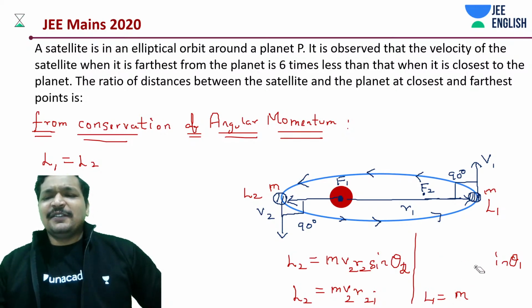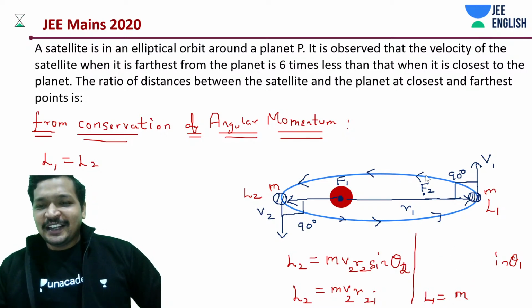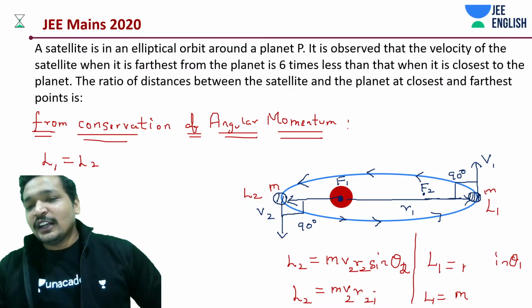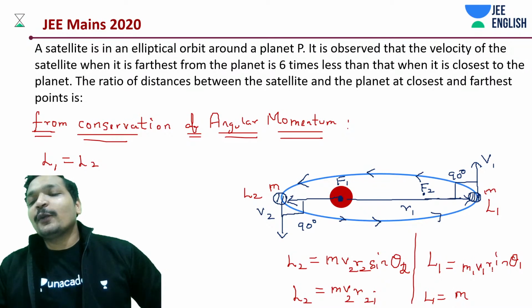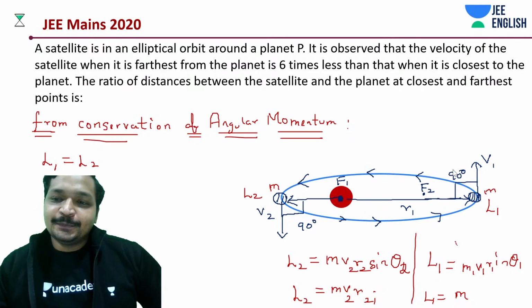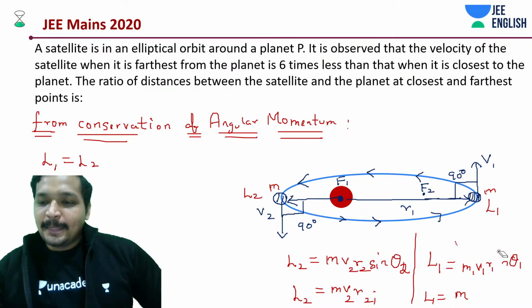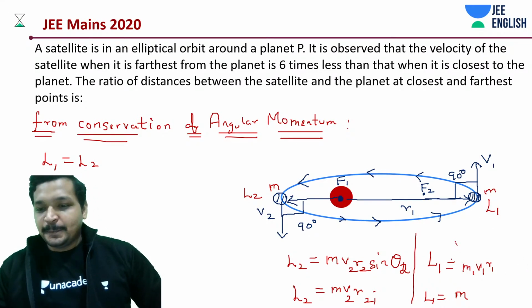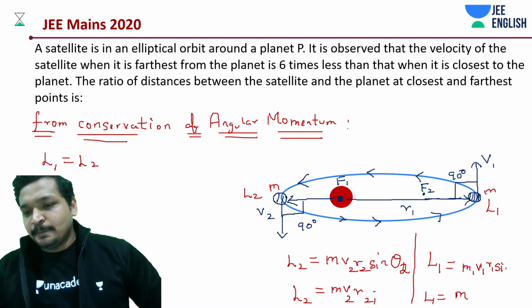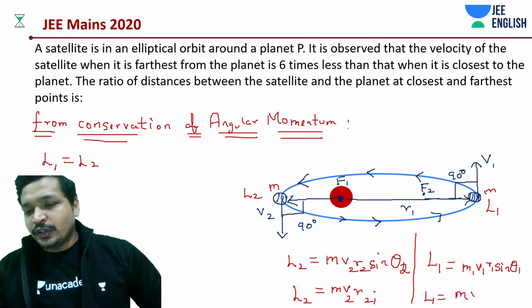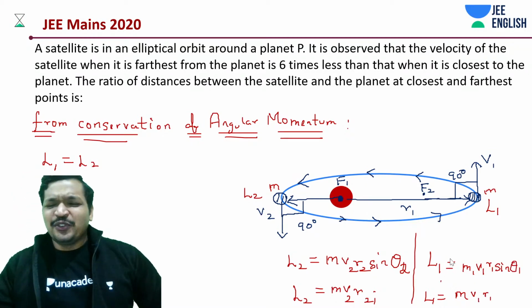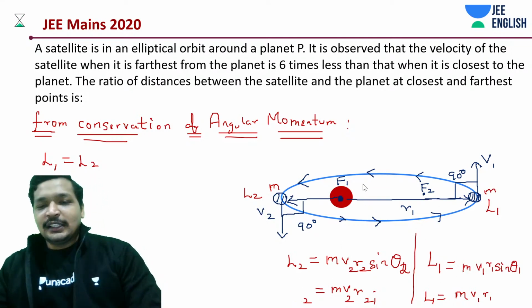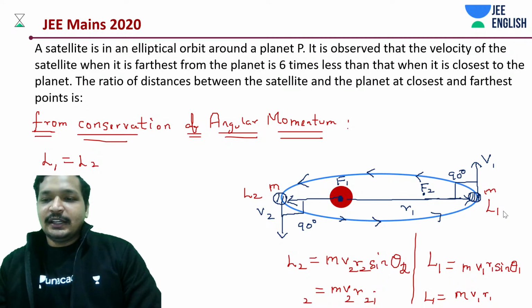Just a moment, guys. It's a very simple problem. I don't know why we are having these writing mistakes in this case. Okay, M1 V1 R1 sin theta. So there's going to be M1 V1 R1. So no M1, it's just M. Alright, that's it. We have to equate them and we'll get the answer. End of this story.